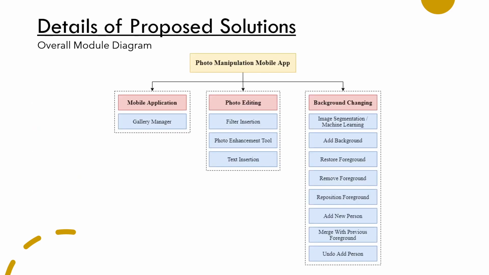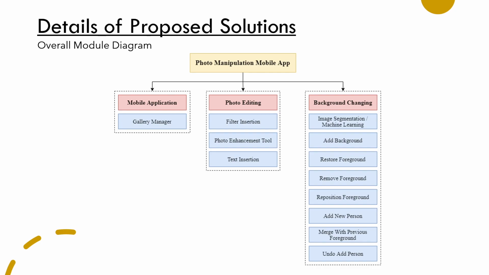And so this is my overall module diagram. The first module, which is a mobile application, contains the gallery manager submodule, which will handle all the process of tracking or identifying which folder contains any image file or at least one image file. And the next module is the photo editing module, and it contains the filter insertion, the photo enhancement tool, which is changing brightness, contrast, and saturation, and then there's also the text insertion.